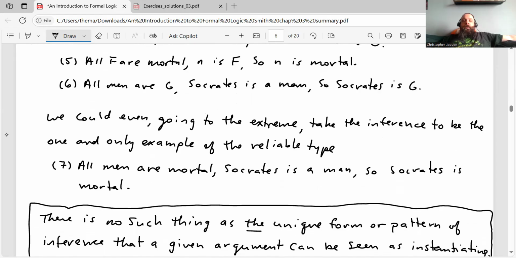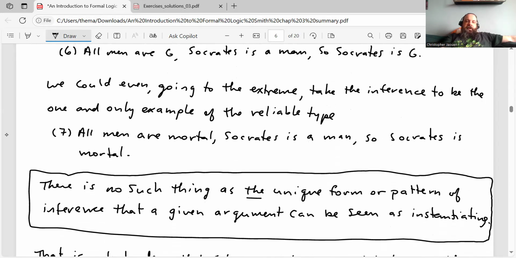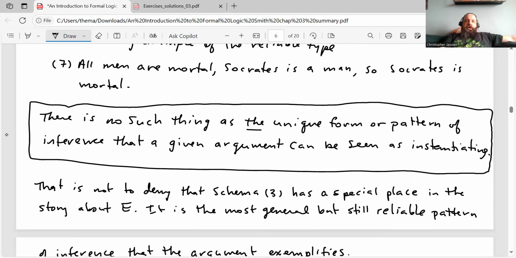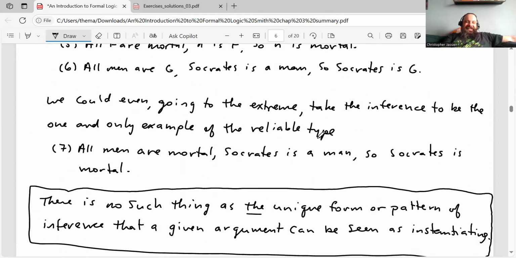Okay, we could even go to the extreme, take the inference to be the one and only example of the reliable type. All men are mortal. Socrates is a man, so Socrates is mortal. All right, these are all instances of that schema. Oh, sorry, this would only have one instance, right? Itself.